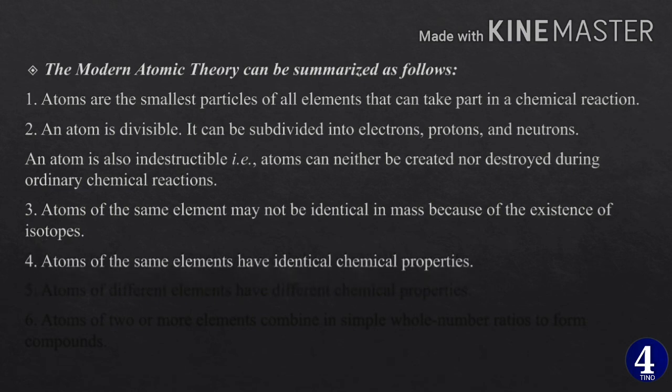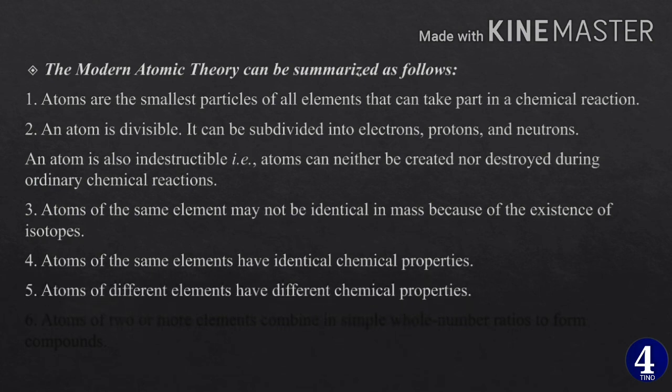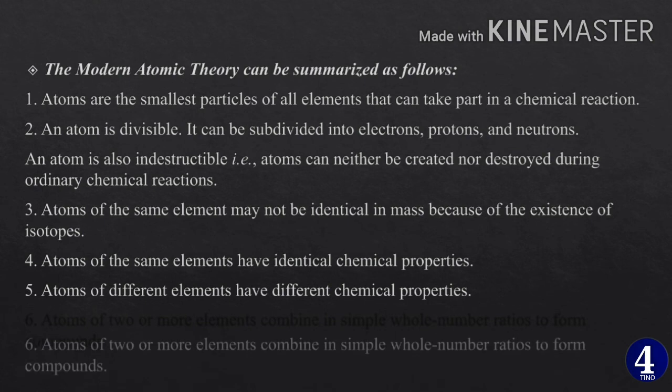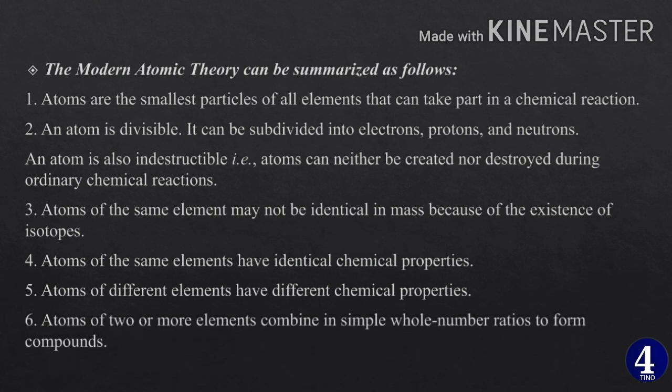The fourth postulate of the modern atomic theory is that atoms of the same element have identical chemical properties, which is similar to Dalton's atomic theory. Atoms of different elements have different chemical properties, which is similar to Dalton's atomic theory. And finally, atoms of two or more elements combine in simple whole number ratios to form compounds, as we have seen in Dalton's atomic theory.